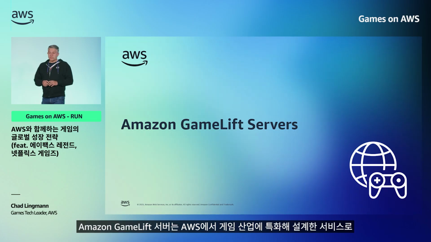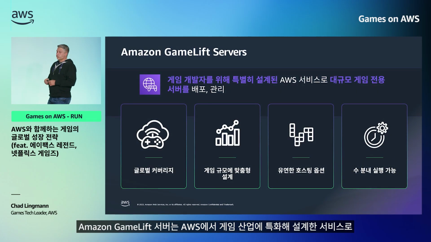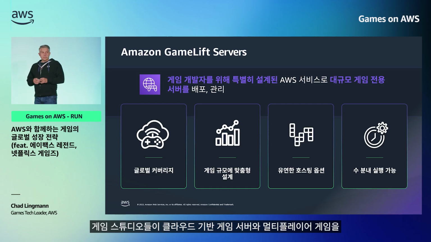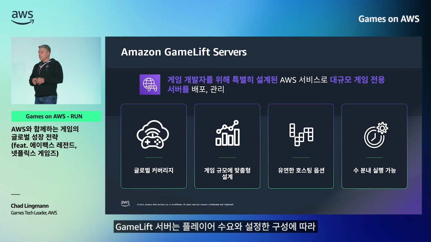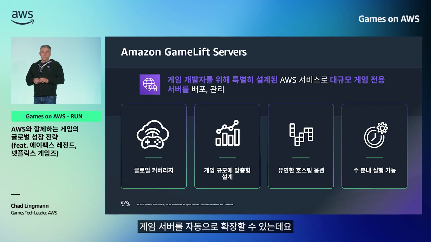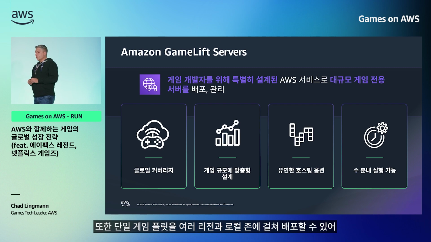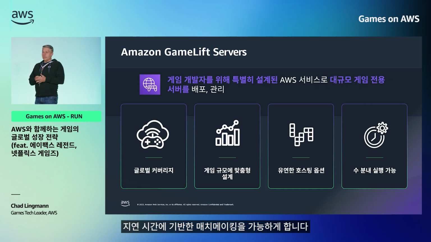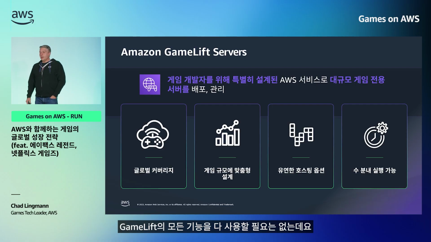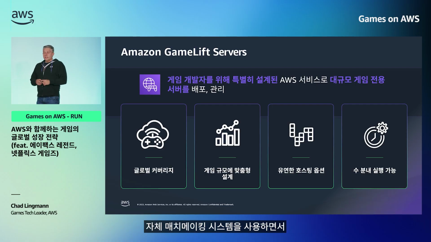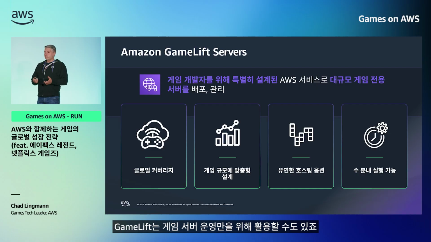Amazon GameLift Servers is a purpose-built AWS service that allows a studio to deploy and operate cloud game servers for multiplayer games globally. Now, as player geography changes, GameLift servers can scale the game servers automatically based on player demand and your desired configuration. You can even deploy a single GameLift fleet across regions and local zones, and that allows you to have latency-based matchmaking. The service itself is highly available and flexible. You don't have to use all the features of GameLift. For example, if you want to use your own matchmaking and GameLift for game servers, you can.